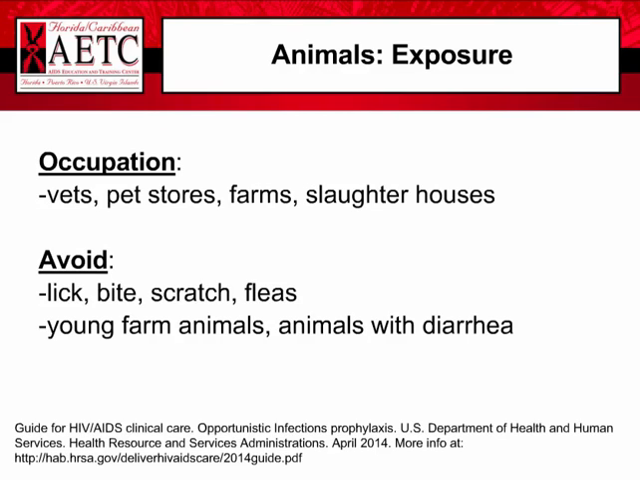So how do we get these exposures? So they could be through our occupation. So veterinarians, people working in pet stores and farms and slaughterhouses, they can come into contact with infected animals. So it's important that they take precautions. They should avoid being licked, bitten, or scratched by these animals. Also, they should avoid the fleas from these animals as well as animal feces. Typically, younger farm animals or younger pets in general tend to be associated with carrying more of these diseases, so it's always wise to stay away from very young animals, specifically animals with diarrhea.